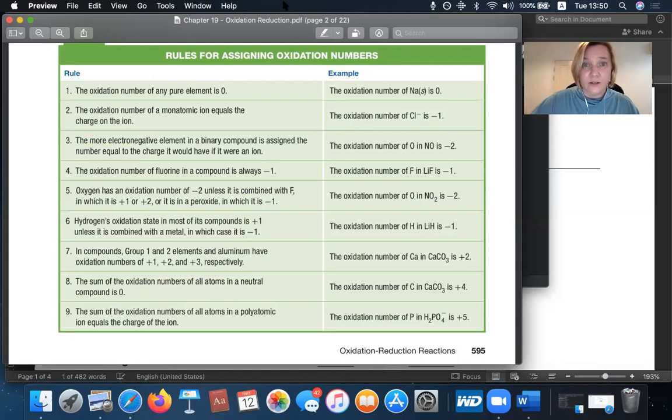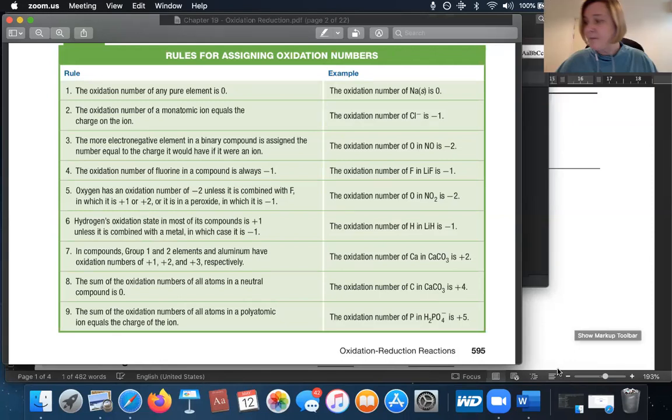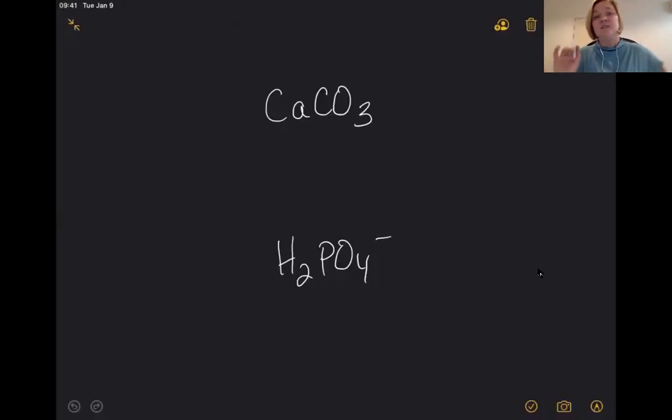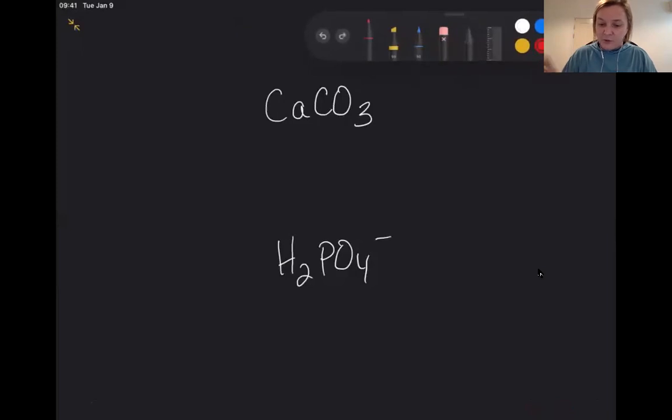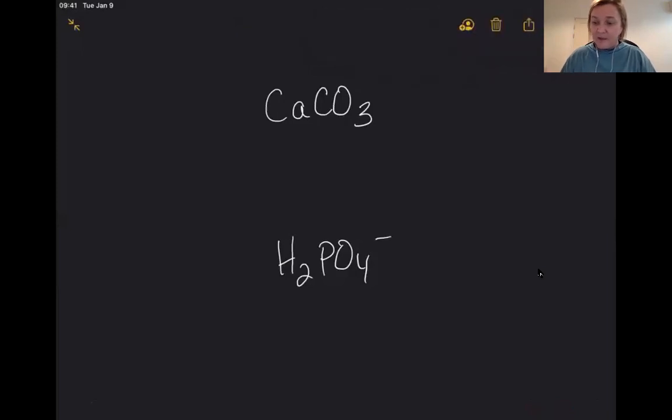Now I'm going to go and share my iPad so I can show you some examples. Make sure I can see what I'm doing. So there we go. These are the 2 examples that were used in the list of rules. So we'll start with a neutral compound, calcium carbonate, and then we'll go to the polyatomic ion. All right, so I will show you the way that I do this. I am going to put individual oxidation numbers at the top.